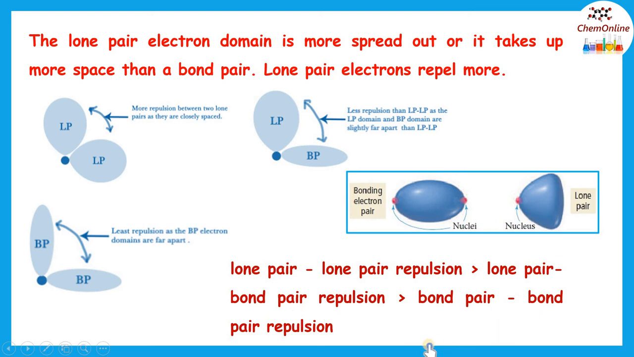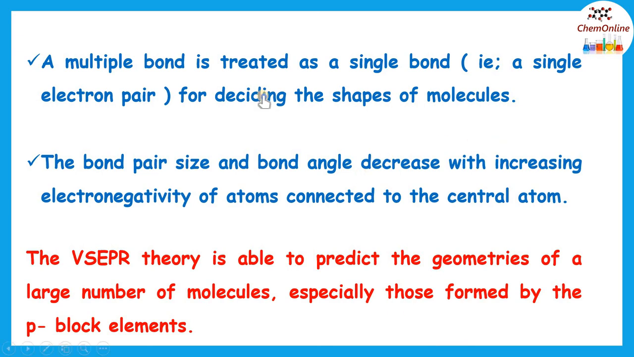In the VSEPR model, a multiple bond is treated as a single bond, that is, a single electron pair for deciding the shapes of the molecules. For example, if you have a double bond or a triple bond in a molecule, that will be treated as a single bond itself. The bond pair size and bond angle decrease with increasing electronegativity of atoms connected to the central atom. The main merit of the VSEPR theory is that it helps to predict the geometries of a large number of molecules, especially those formed by the p block elements.